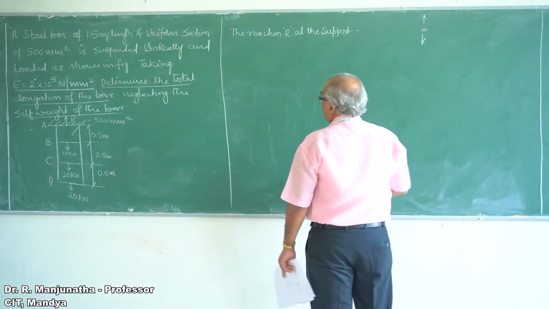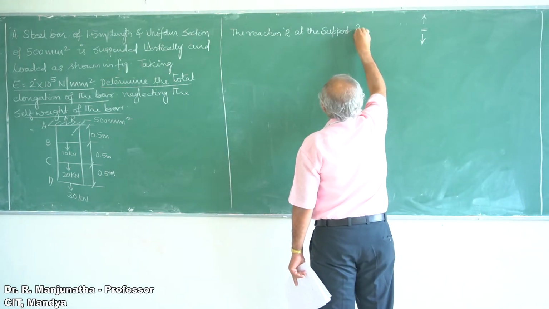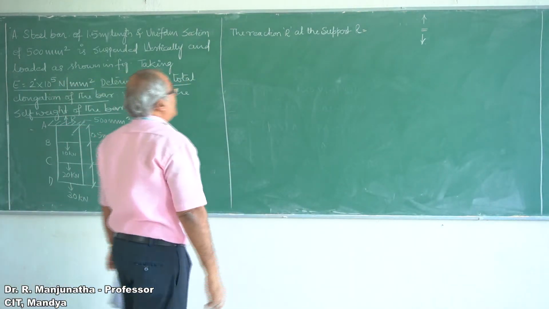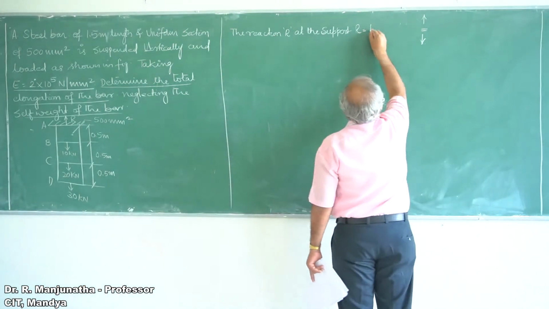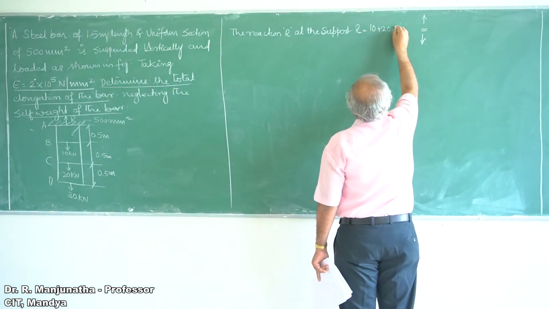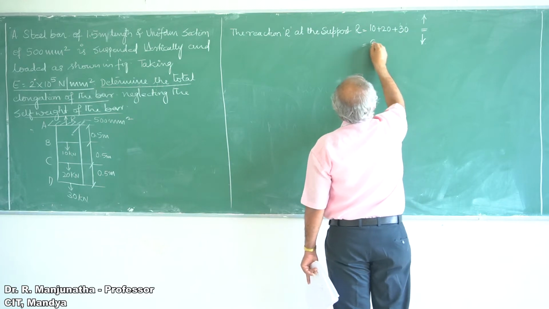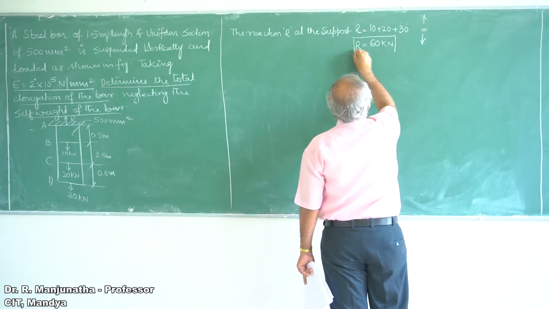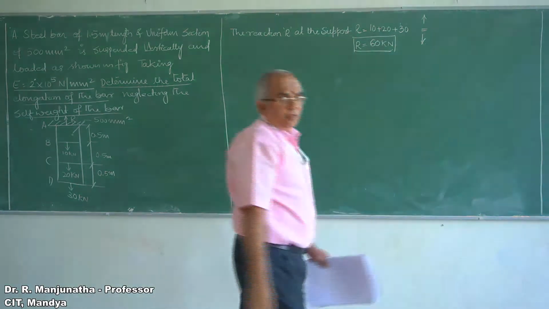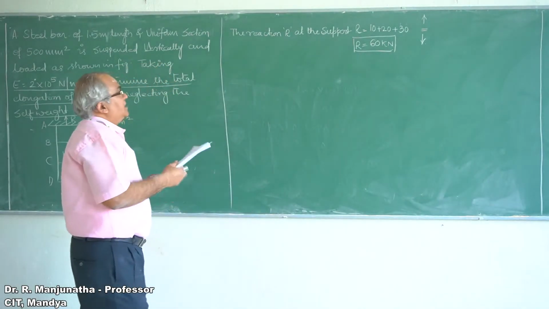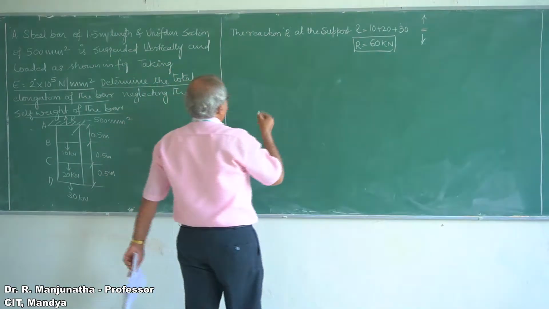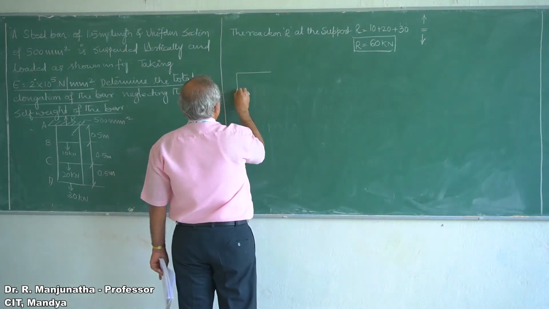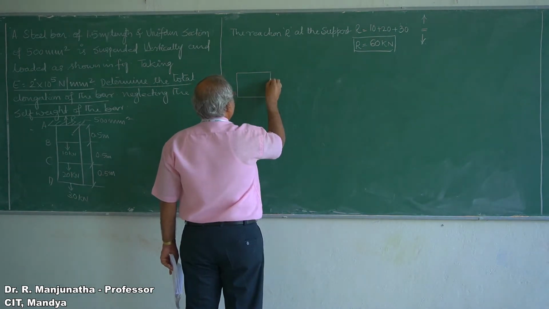So here R will be equal to, so all the forces are acting downwards here. So 10 plus 20 plus 30, which is equal to 60 kilonewton. Therefore, the support reaction R will be equal to 60 kilonewton. Now we will consider the free body diagram of the different segments. So first we will consider the free body diagram for the segment AB.